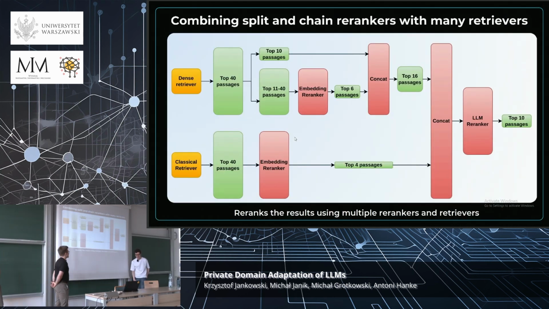Okay, so coming to the final architecture, which combines all the methods that we talked about before. On the top, we have the method that we mentioned in the previous experiment. So this is the split chain re-ranker, and we concatenate its results with the results of the classical retriever BM25 that is also re-ranked. We take the best results of these two different sources, concatenate them, and run them through an LLM re-ranker, which generates the final results.